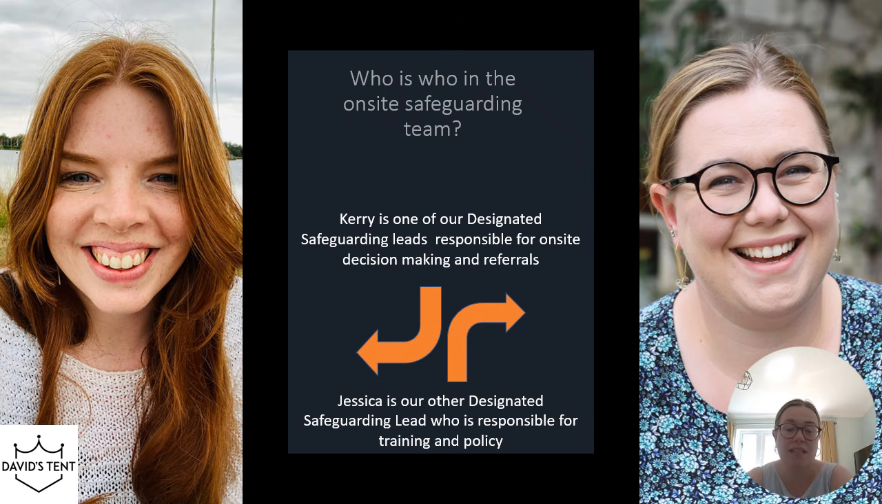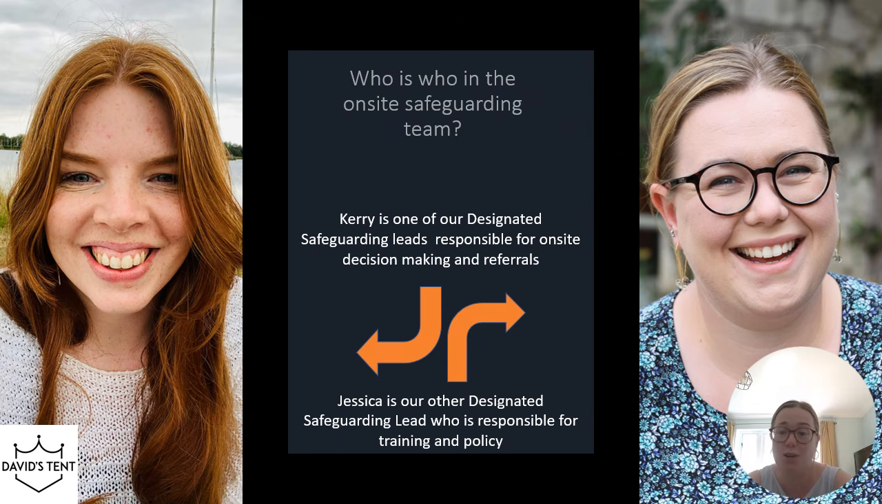At David's tent, the safeguarding team is comprised of 5 people. We have Amma, who is our safeguarding trustee, and she's responsible for the overseeing of safeguarding within David's tent. We have 3 designated safeguarding leads. We've got John Kyle, who's also our managing director for David's tent, and he oversees safeguarding year round.